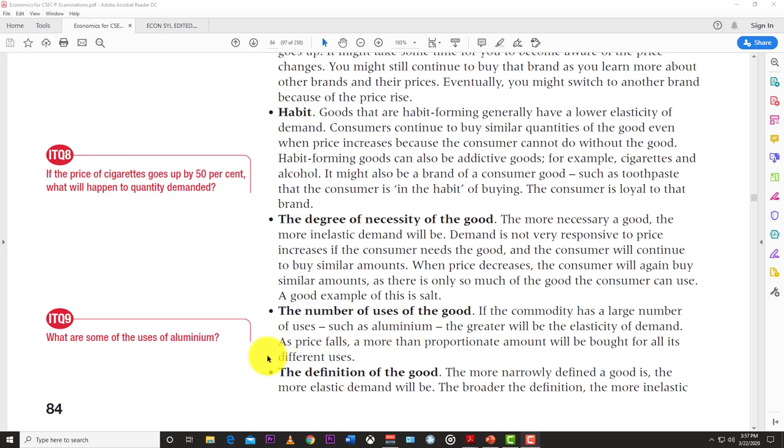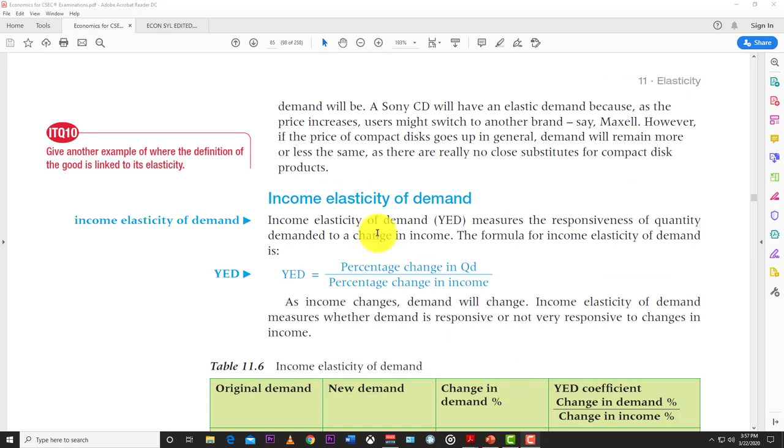Then you have the definition of the good. The more narrowly defined a good is, the more elastic demand will be. The broader the definition, the more inelastic demand will be. An example I have here: a Sony CD will have an elastic demand because as the price increases, users might switch to another brand. So on a brand level, because the brands are so similar, if one goes up, buyers will switch to the next one because they're basically the same, right?